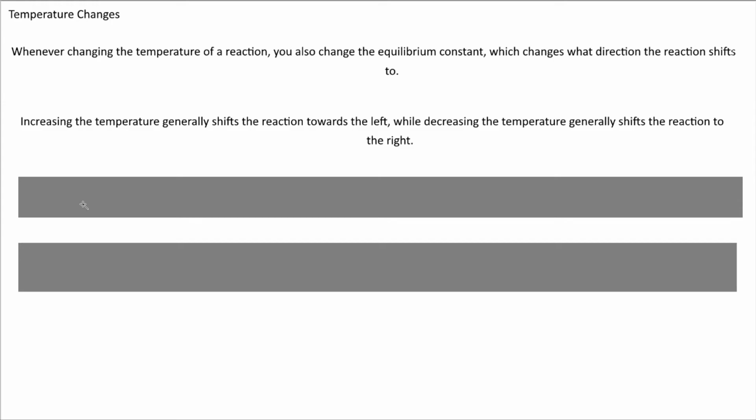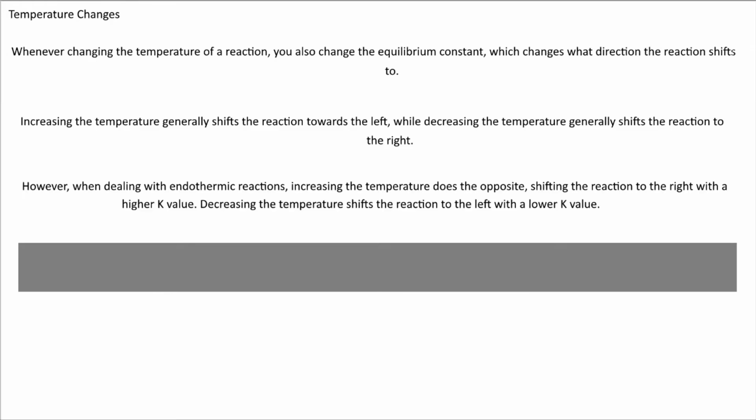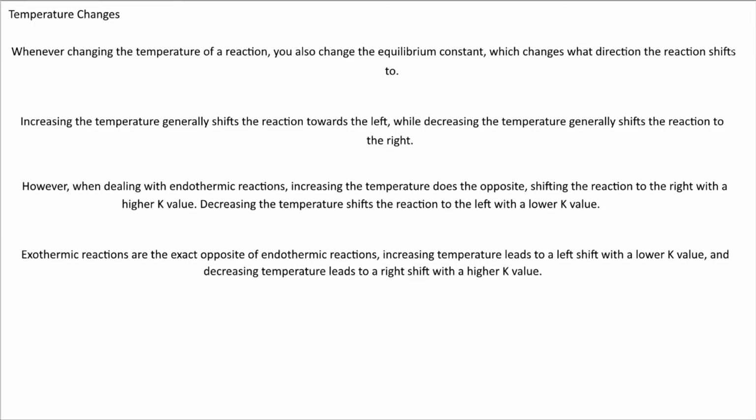This is because you're changing the K value to reflect those changes. However, when you're dealing specifically with endothermic reactions, increasing the temperature is going to do the opposite effect. It's going to shift the reaction to the right with a higher K value. Decreasing that temperature will shift the reaction then to the left with a lower K value. And it's going to be the exact opposite for exothermic reactions. Increasing the temperature is going to lead to a left shift with a lower K value, and decreasing the temperature is going to lead to a right shift with a higher K value.